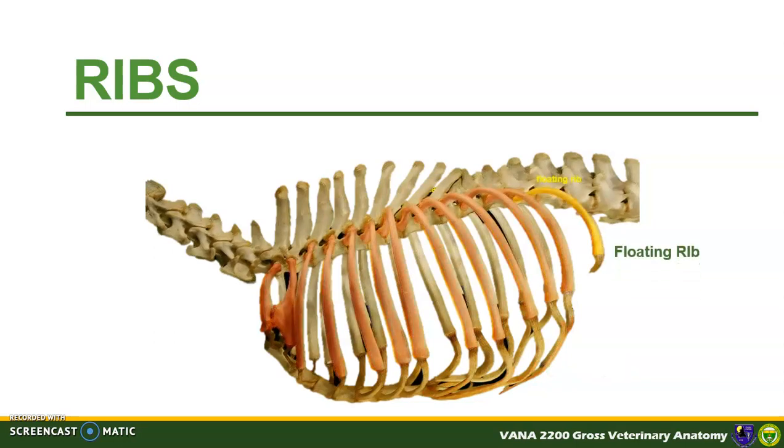The last is the floating rib. It has no connection with the sternum and no cartilage is present. It is usually the last rib and found only in dog and man.